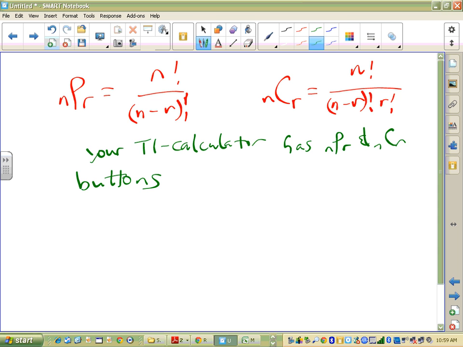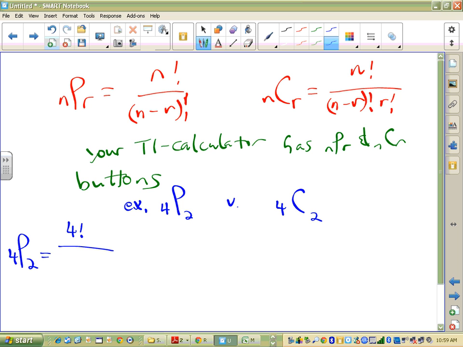Real quick, I'd like to look at the calculation just to see the differences between some of these. Let's go with 4 P 2, and compare that to 4 C 2, and see how those are different, because they are different. According to the formula, 4 P 2 is 4 factorial over 4 minus 2, the quantity factorial, which is 4 times 3 times 2 times 1 over 2 times 1, and all that stuff cancels, and we get 12. And in a minute, we'll bring up the calculator and verify that result.